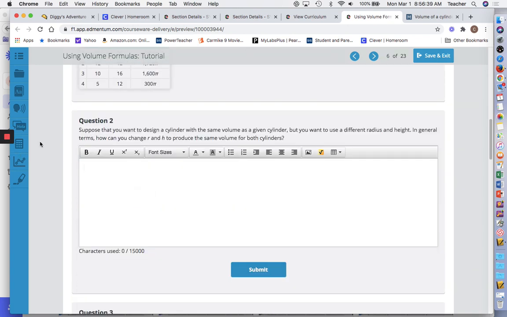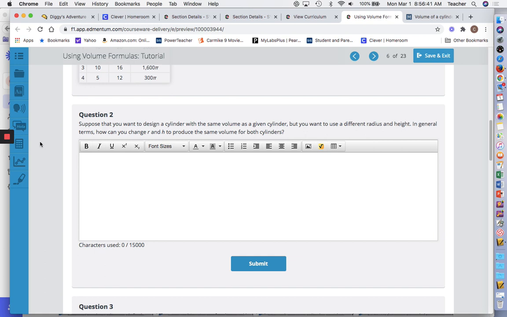All right, question 2. Suppose that you want to design a cylinder with the same volume as the given cylinder, but you want to use a different radius and height. In general terms, how can you change R and H to produce the same volume for both cylinders? Honestly, you probably have to just switch them up. Let's see, if you increase the radius, that means you'd have to decrease the height. If you decrease the radius, then you have to increase the height. So you'd have to switch their measures.